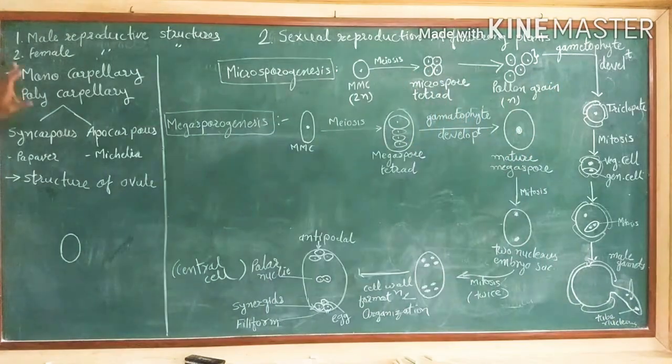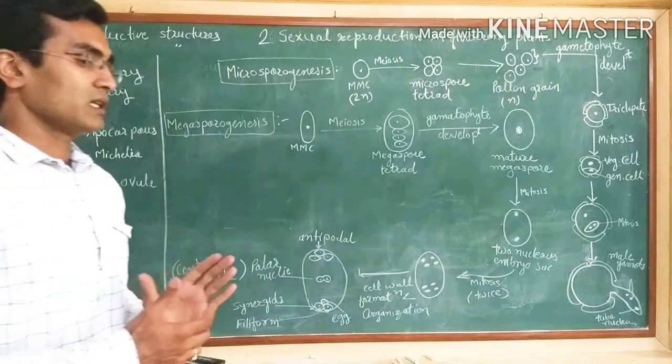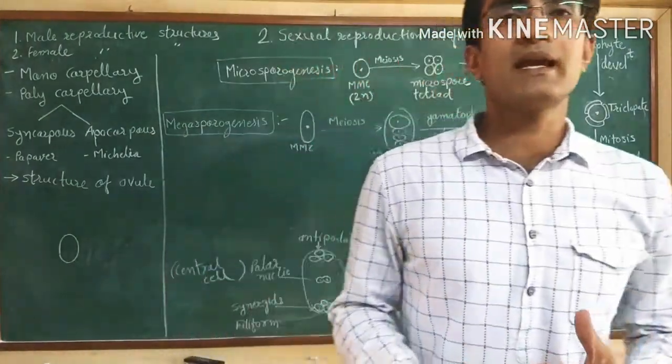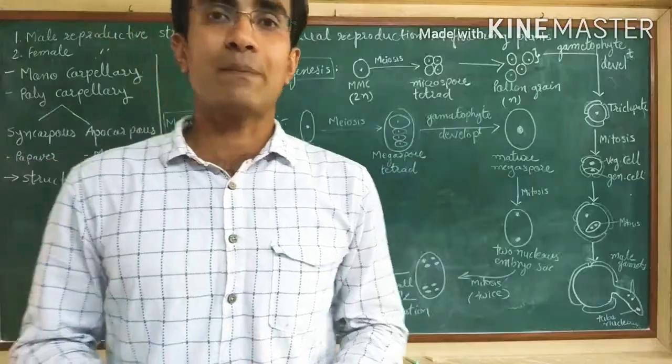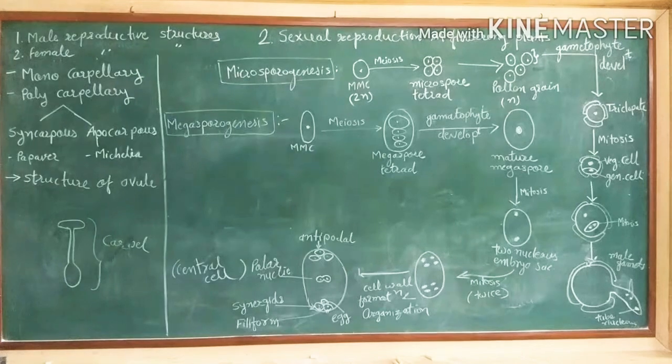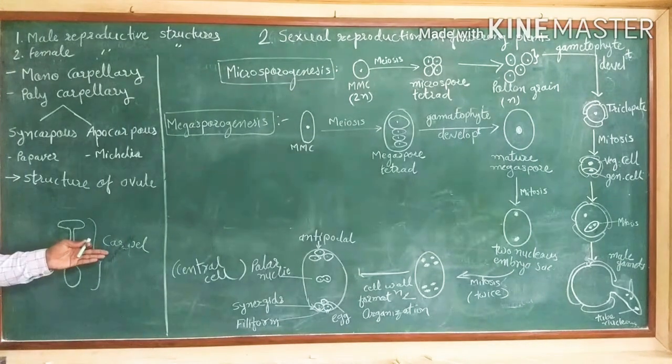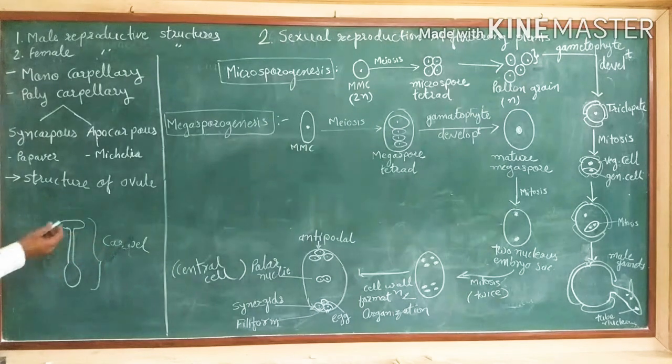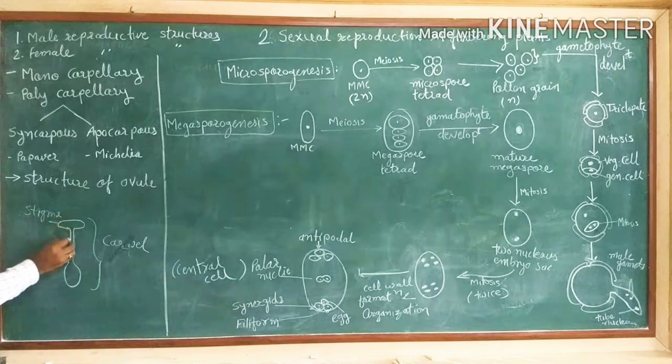The female reproductive structure is called megasporophyll, carpel or pistil. Carpel or pistil we can say, or we can say the megasporophyll. This carpel is made up of 3 different parts: stigma, style and ovary.